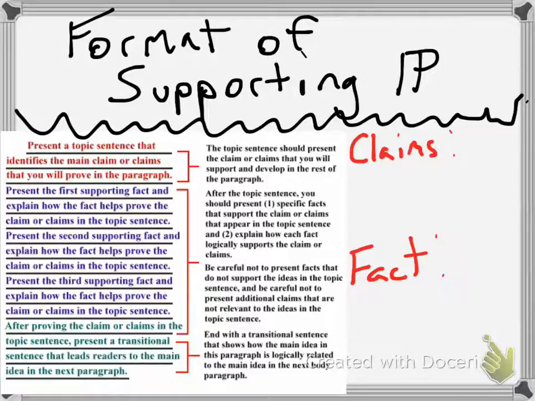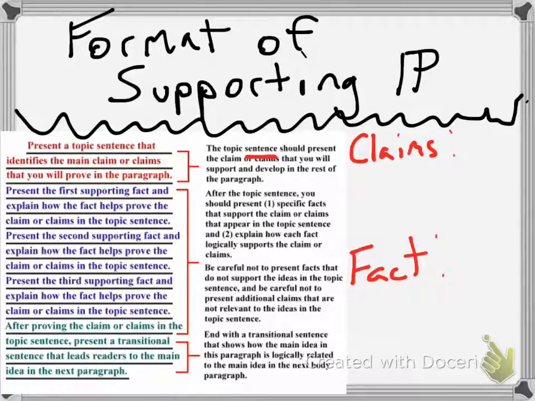As you can see here, there are 3 specific things you need. Typically, this means there must be at least 4 sentences for each paragraph. Your first sentence is a topic sentence, which should present the claim that you will support and develop in the rest of the paragraph. Keep just one claim for each paragraph. After the topic sentence, you should present facts that support the claim, and next you need to explain how each fact logically supports the claim.